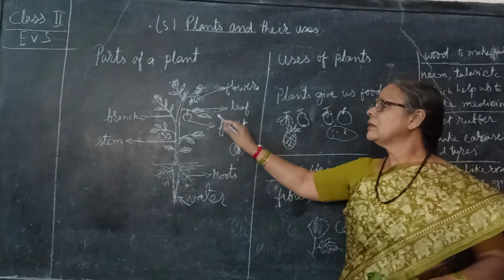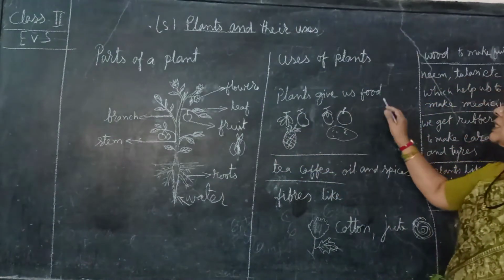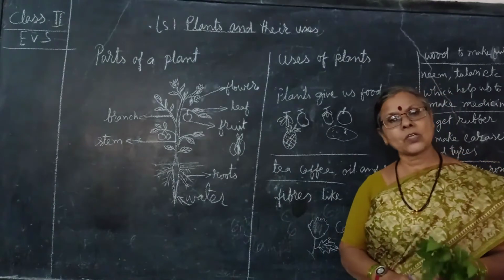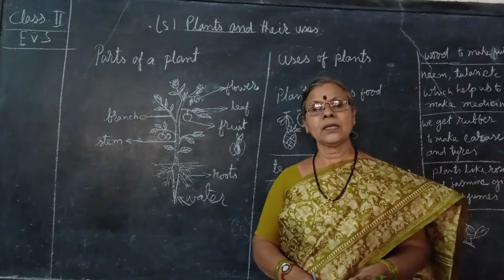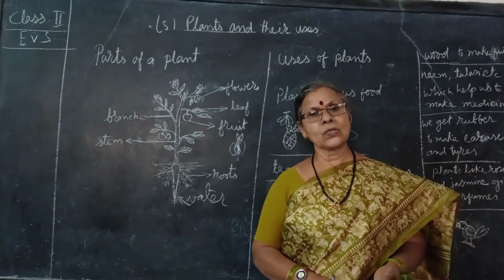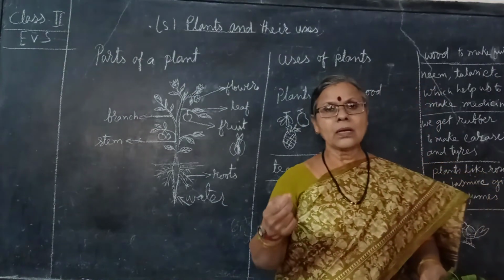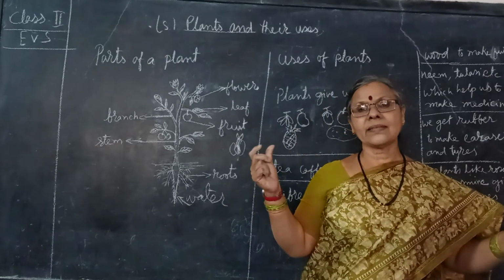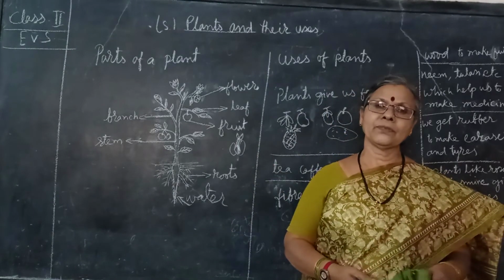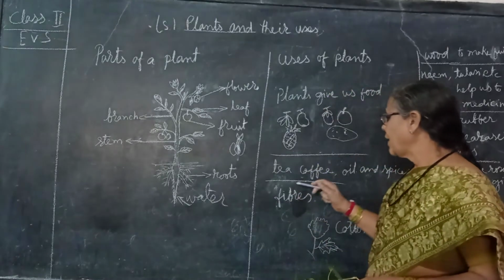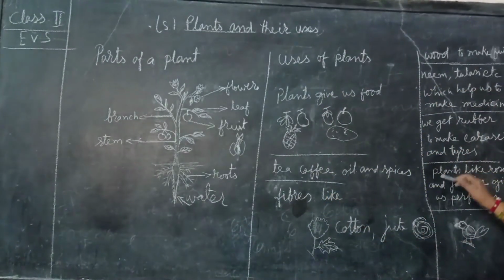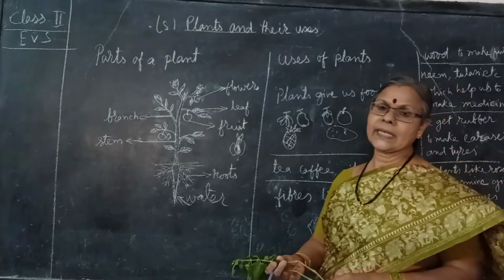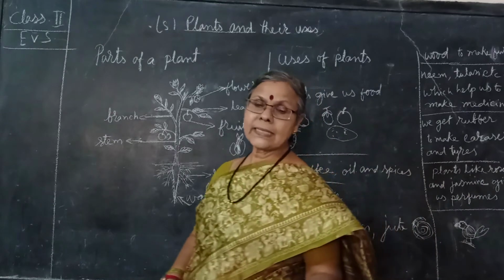Today we have studied the parts of a plant and the uses of plants. What are the uses of plants? We get crops also: rice, wheat, maize. Even small ragi we get from the plant only. Small things to bigger things, all these things we are getting from the plants, isn't it? We are making use of these plants. Understood? Now open your textbook and see the pictures.